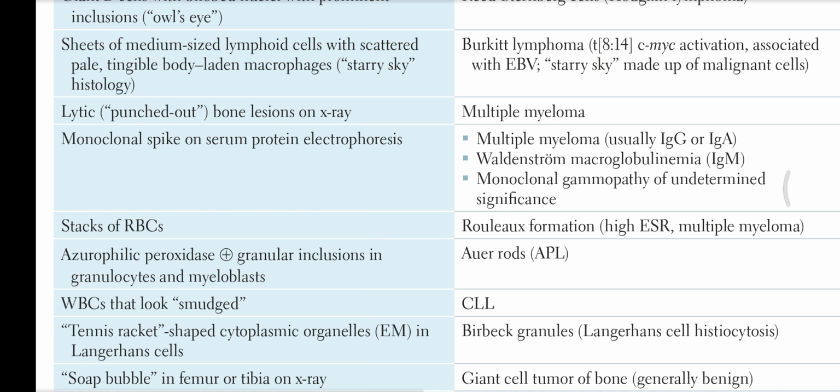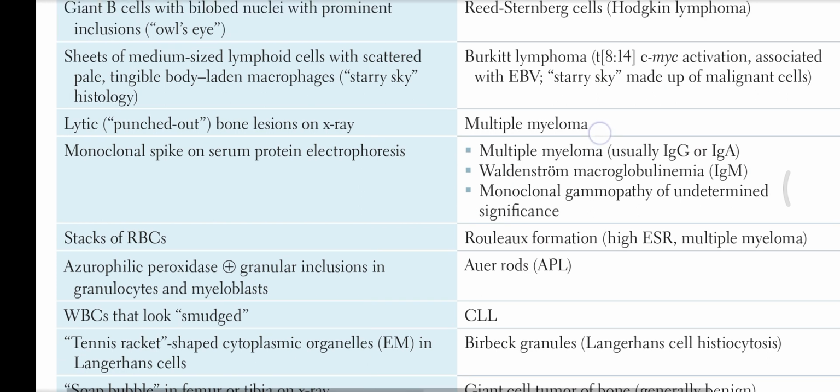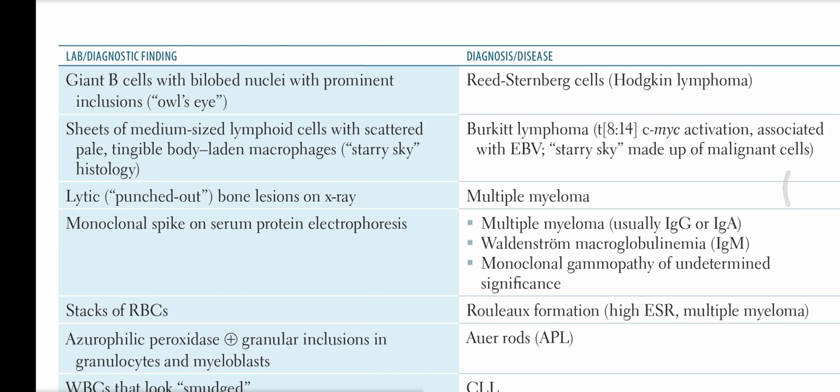WBC that looks smudged, CLL. Azurophilic peroxidase positive granular inclusion in granulocytes and myeloblasts, it is Auer rods. Stacks of RBC, rouleaux formation, with a higher ESR, multiple myeloma.